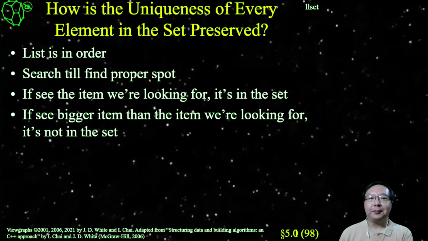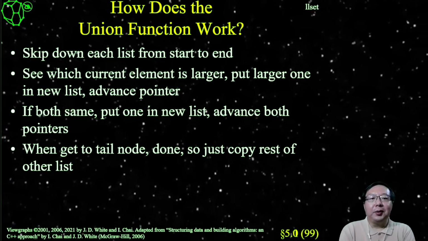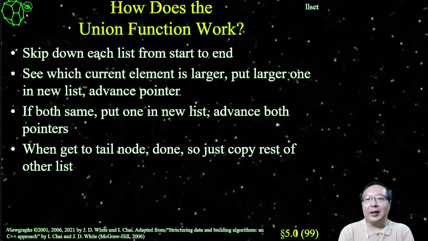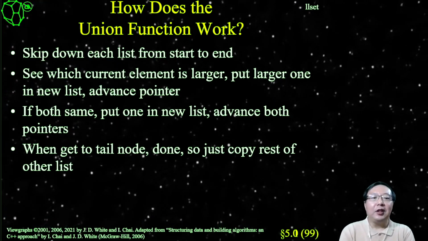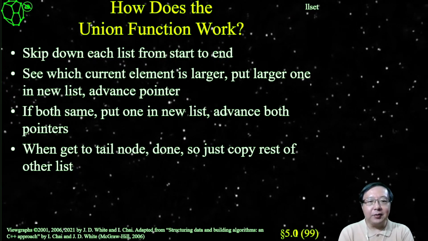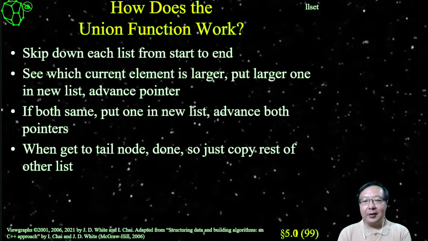How does the union function work? We skip down each list from start to end and see which current element is larger and put the larger one in the new list and advance the pointer. If both are the same, then we put one in the new list and advance both pointers. When we get to the tail node of one list, we're done. So we just copy the rest of the other list.